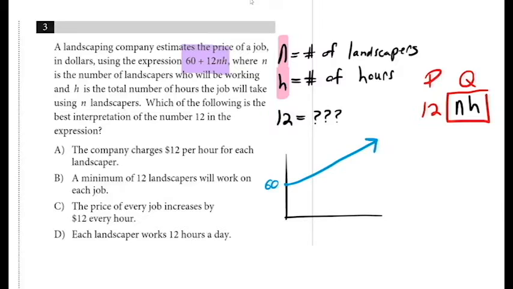So what does that make the 12? It makes 12 the hourly rate for each worker, because we have a certain number of hours, which is this whole thing right here, the total number of hours the company is going to pay, and we're multiplying that by 12, the amount of money we're going to pay per hour. All of this matches A, so the answer for 3 is going to be A.